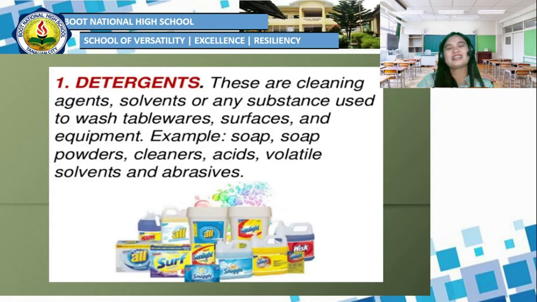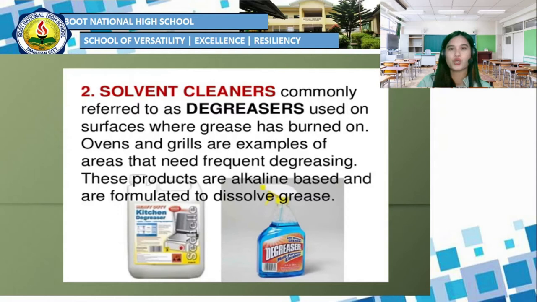Now, let's have solvent cleaners. Commonly referred to as degreasers, used for surfaces where grease has burned on. Ovens and grills are examples of areas that will need frequent degreasing. So, ang degreasers ay panglinis sa mga ovens and grills kapag may mga greases na siya. Okay? Klaro tayo sa solvent cleaners.